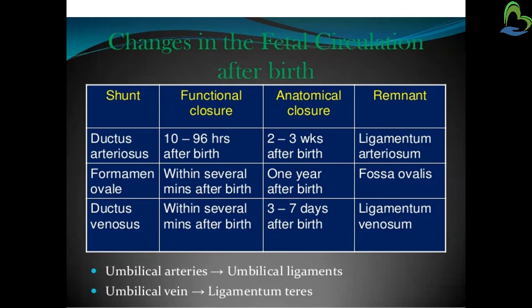Which is that? The foramen ovale. And what is the remnant, meaning the replacement name of these three structures? The ductus arteriosus is known after the birth of the baby as the ligamentum arteriosum. The ductus venosus is known as the ligamentum venosum, and the foramen ovale is known as the fossa ovalis. So this table you have to remember. And the umbilical artery and vein are known as the umbilical ligament and ligamentum teres.